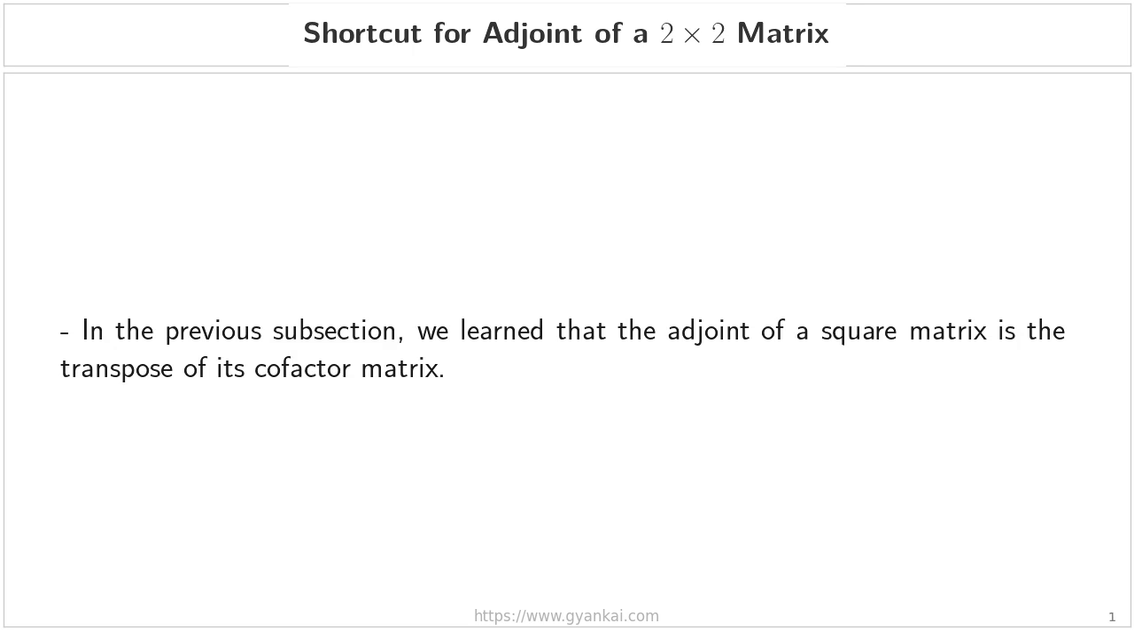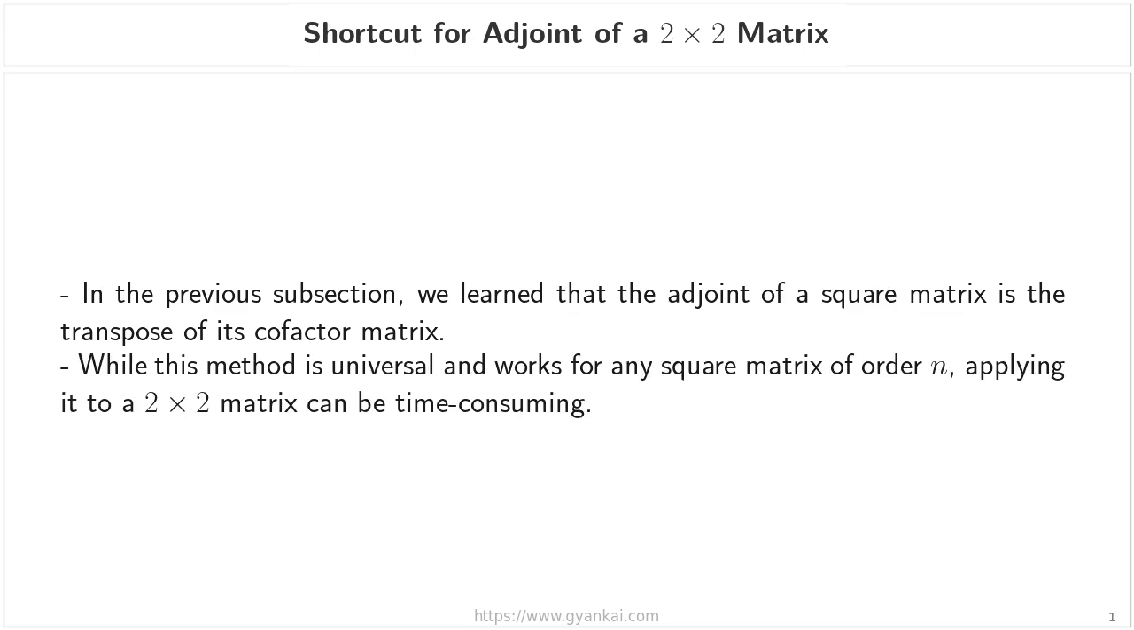Welcome, everyone. Before we dive into today's new topic, let's quickly recap what we've already covered. In our previous lesson, we established the fundamental definition that the adjoint of a square matrix is found by taking the transpose of its cofactor matrix. Now, while this standard method is a universal rule, meaning it works perfectly for any square matrix of any order, whether it's a 3x3 or even larger, I want you to notice that applying this full process to a simple 2x2 matrix can actually be quite tedious and time-consuming. It involves finding several minors and cofactors, which opens the door to many small calculation errors.